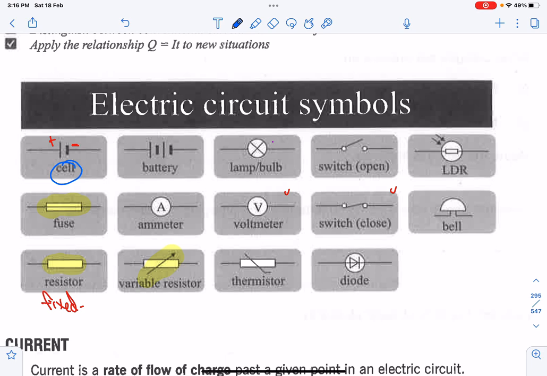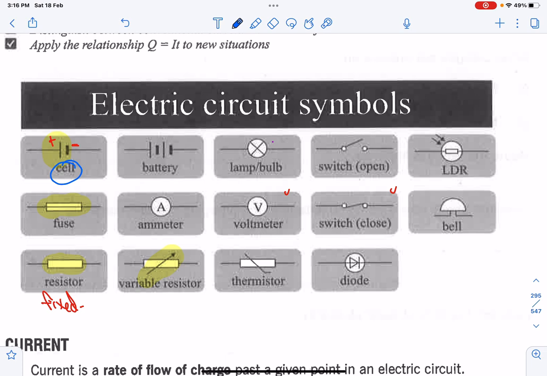So for cells, you will see that there's one line that is longer than the other. The longer line represents the positive terminal of the cell, whereas the shorter line represents the negative terminal. Of course, if you have more than one cell, it's actually a battery in that case.